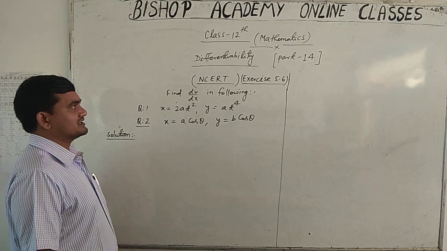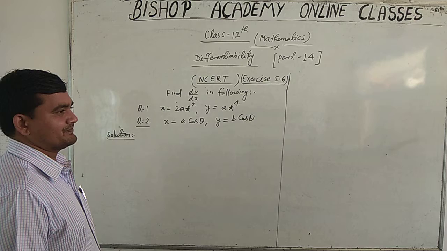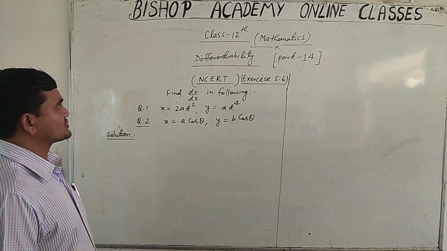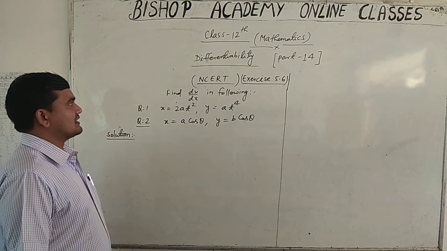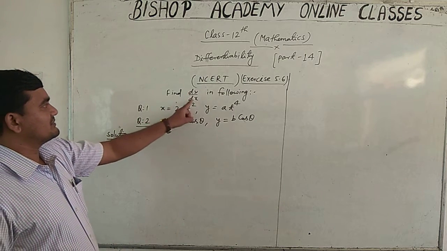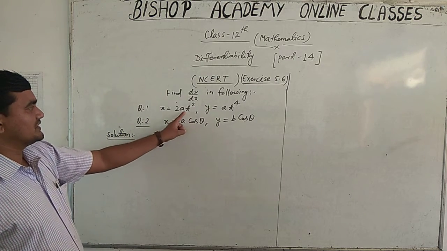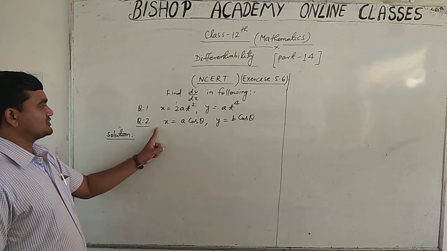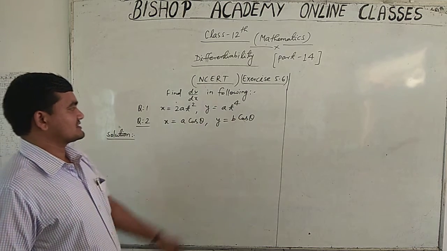Dear student, in part 13 video, we have already studied about derivative of parametric function. Now, in part 14 video, we will solve some questions which are based on exercise 5.6 of NCERT. The question is: find dy by dx in the following. Question number 1 is x equal to 2at square and y equal to at raised to the power 4, and question number 2 is x equal to a cos theta, y equal to b cos theta.